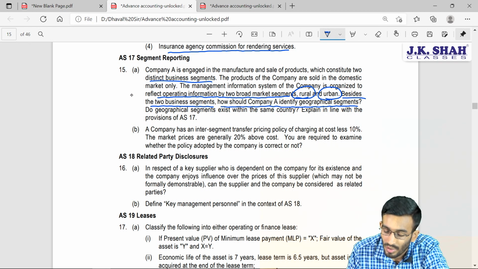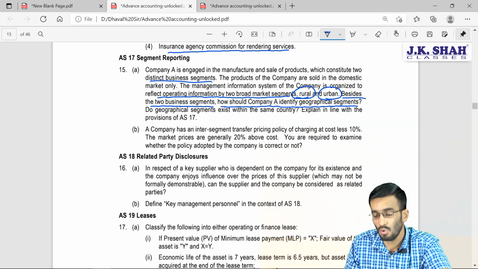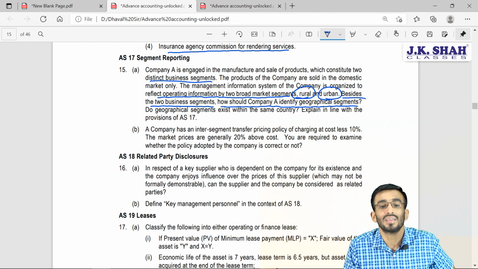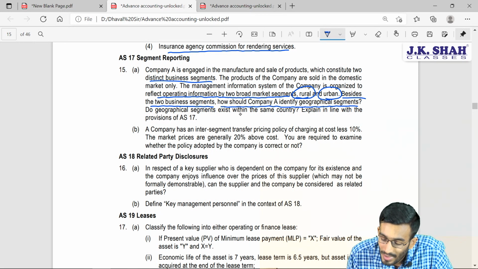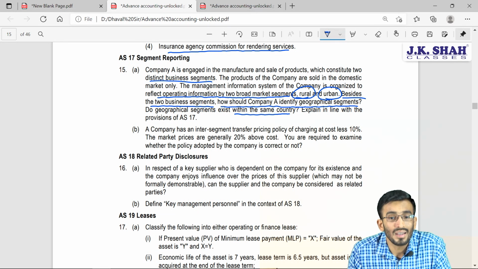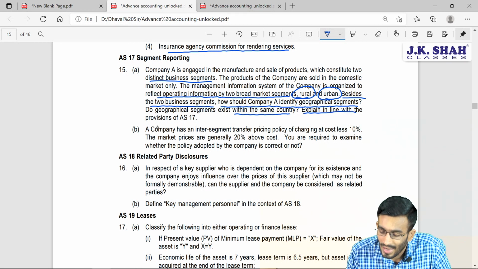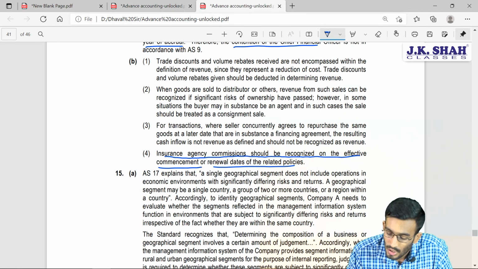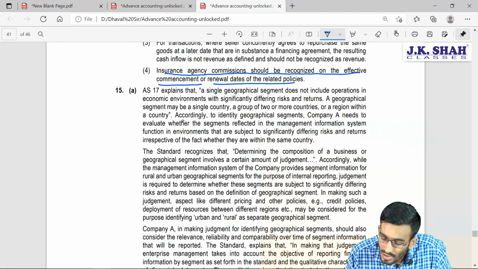So basically what they have identified, that is rural and urban, is nothing but geographical segments only. Do geographical segments exist within the same country? The answer is yes, it can exist in the same country also. Explain in line with the provisions of AS 17. So here clear-cut information is given.